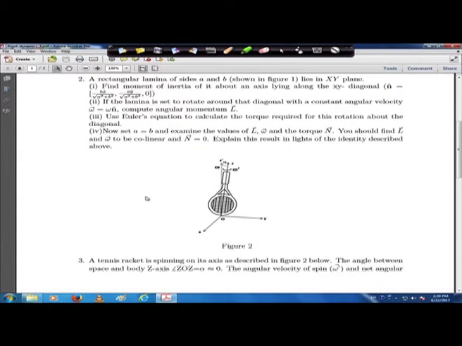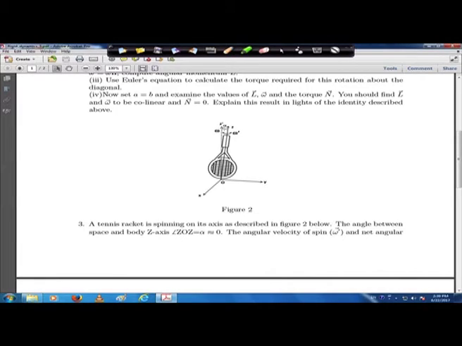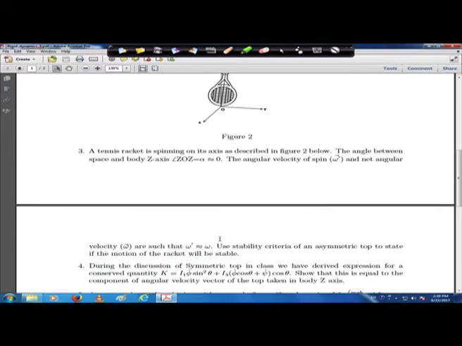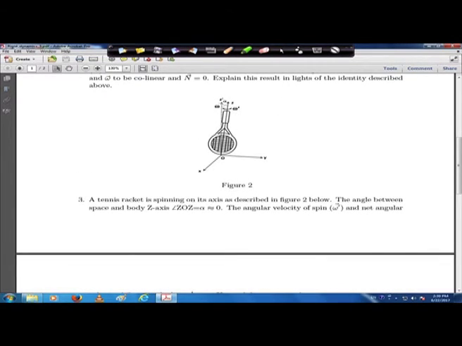We quickly look at problem number 3 before we close this lecture. So, it is a tennis racket which is spinning, with an angle which is very close to 0, right? We have to comment whether this rotation will be a stable rotation or not. We have seen in the previous lecture the condition for stability of an asymmetric top. We can treat this as an asymmetric top.